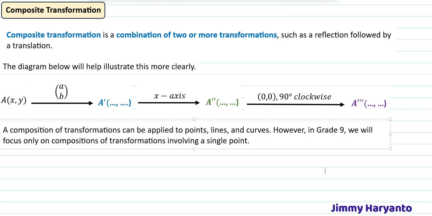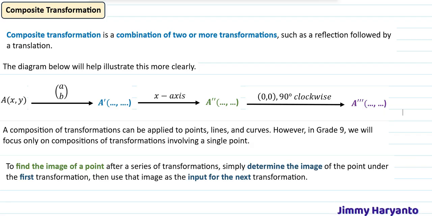So composition of transformation can be applied to points, lines, and curves. However, in 9th grade, we will focus on the composition of a single point. To find the image of a point after a series of transformations, just determine the image of the point under the first transformation and then use that image as the input for the next transformation.